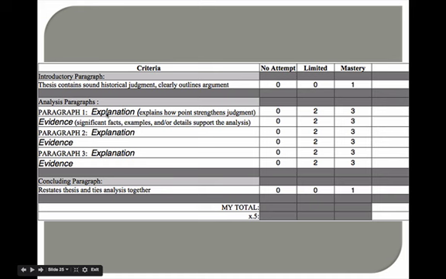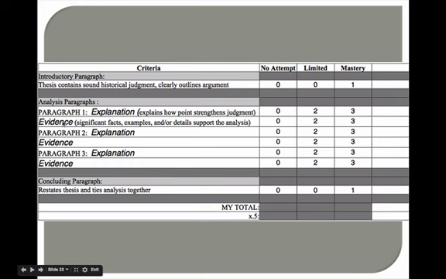So our basic definition, of course, is that the explanation explains how the point strengthens the judgment. Everything, of course, is going back to the thesis statement, so you need to explain why whatever you're saying in your first paragraph helps with whatever you're saying as far as your thesis statement is concerned.